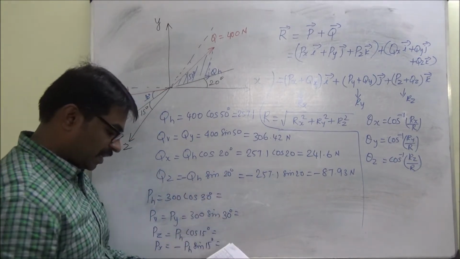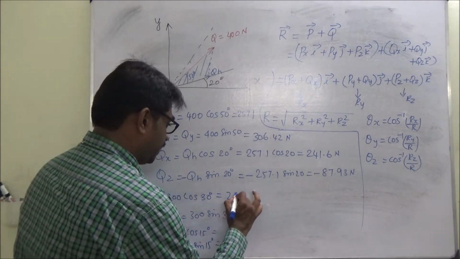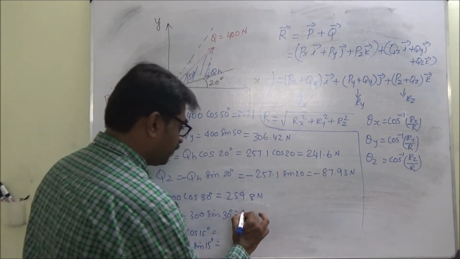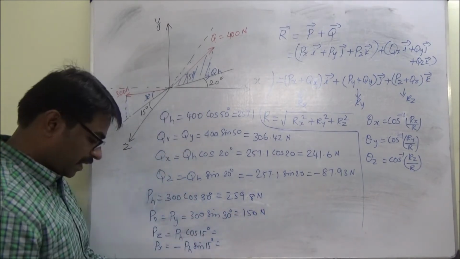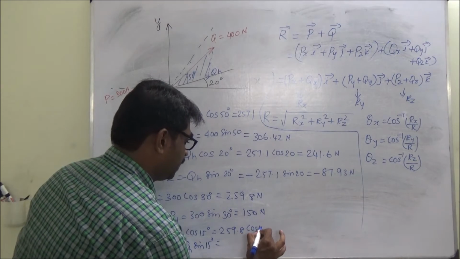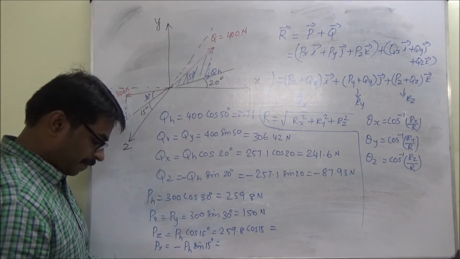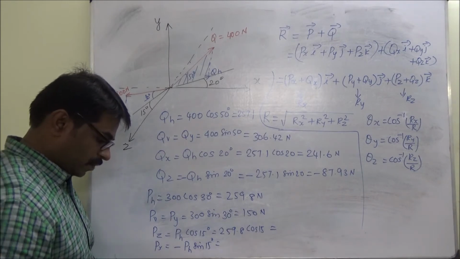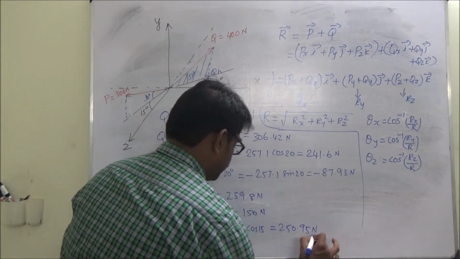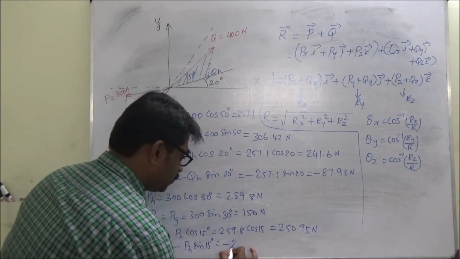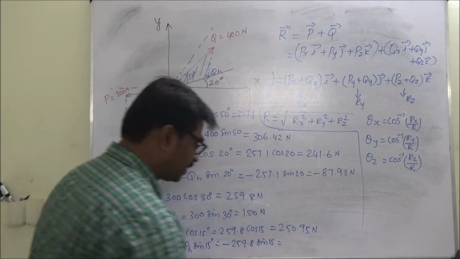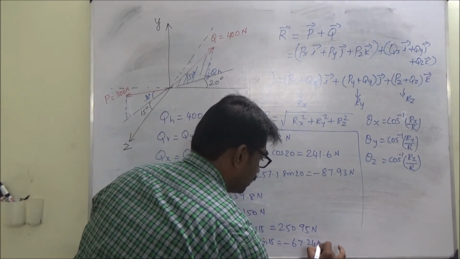So P horizontal is 259.8 Newton. Py is 150 Newton. Okay, Pz, so 259.8 cos 15 equal to 250.95 Newton, and this is negative, 259.8 sin 15 is minus 67.24 Newton.